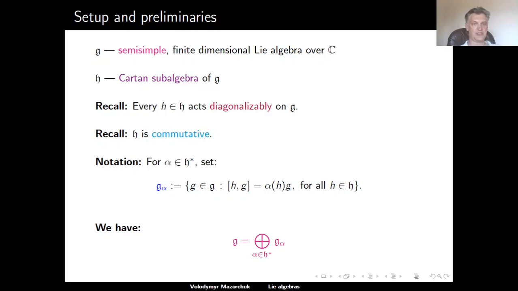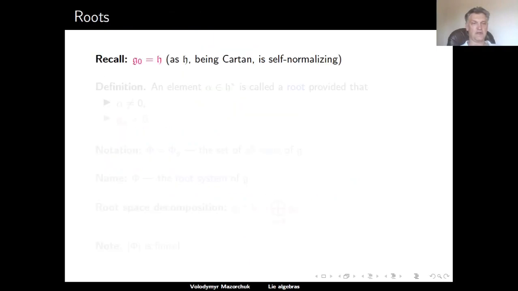Directly from the definition and the property that each element in H acts diagonalizably on G, it follows that the Lie algebra G decomposes as a direct sum of these subspaces G sub alpha over all alpha in the dual space to the Cartan. Also, we recall that G sub 0 coincides with the Cartan subalgebra H because any Cartan subalgebra is self-normalizing.